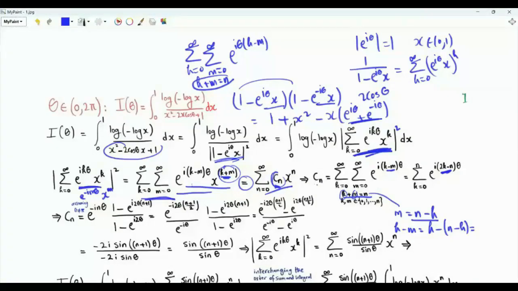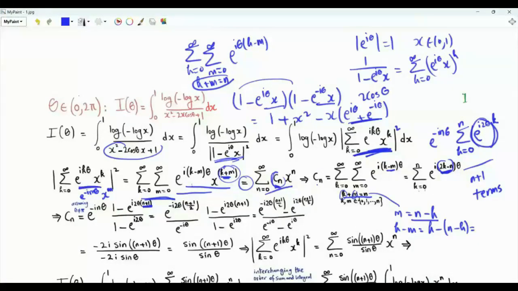The coefficient c_n is given by the finite sum k from 0 to n, e to the i theta times (2k minus n). We can take e to the minus i n theta as a common factor. Then we have a finite geometric series. We have n plus 1 terms in this summation. If we apply the formula for the geometric series, we have 1 minus e to the i 2 theta, and then here we have the number of terms, divided by 1 minus e to the i 2 theta.